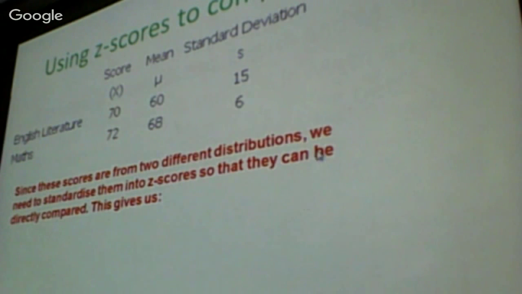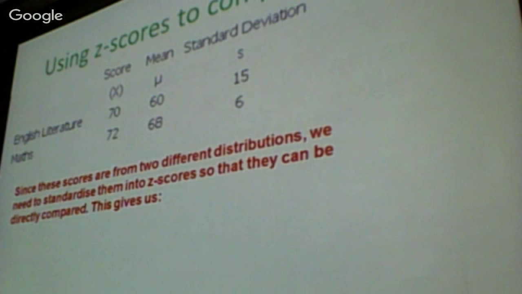These 2 marks are from different distributions. So what we're going to do is compute a z-score for each one, and see which z-score is higher. Right? The z-score is the relative standing, the standard score. It's the number of standard deviations above the mean. That's all it does. So let's compute that.